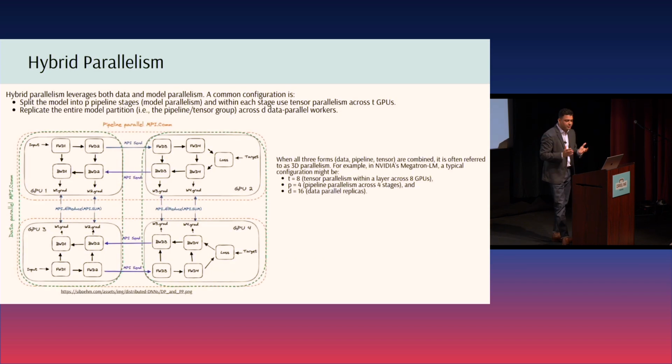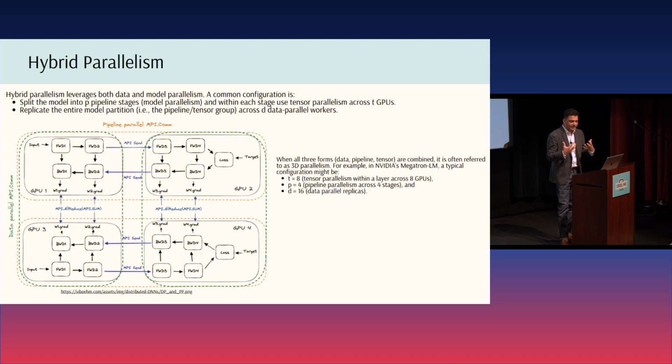Now, last but not least, you have hybrid parallelism. Again, the idea here is that you are not only doing data parallelism, you are also doing model parallelism, and within the model parallelism, you are doing both pipeline parallelism as well as tensor parallelism. Oftentimes, this is referred to as 3D parallelism. Now, not every open source framework allows you to do this. One of them is NVIDIA's Megatron-LM that I referred to earlier as well.